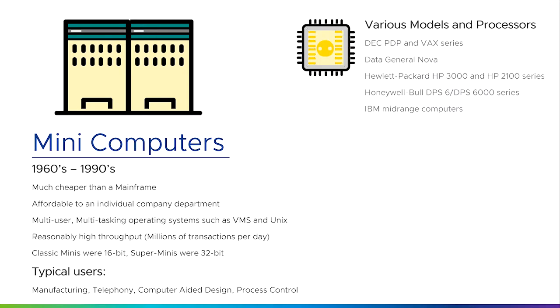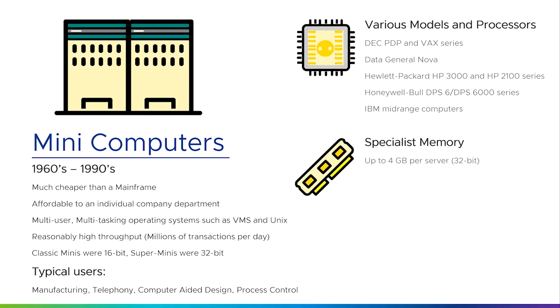Minis had various models of processors. Terms that you'll hear bandied around with minicomputers are things like DEC PDP and VAX, Data General Nova, Hewlett Packard HP 3000 and HP 2100 series, Honeywell Bull DPS 6 and DPS 6000, IBM mid-range computers. Lots of vendors started building minicomputers, all different makes, models and styles, many of them incompatible with each other.